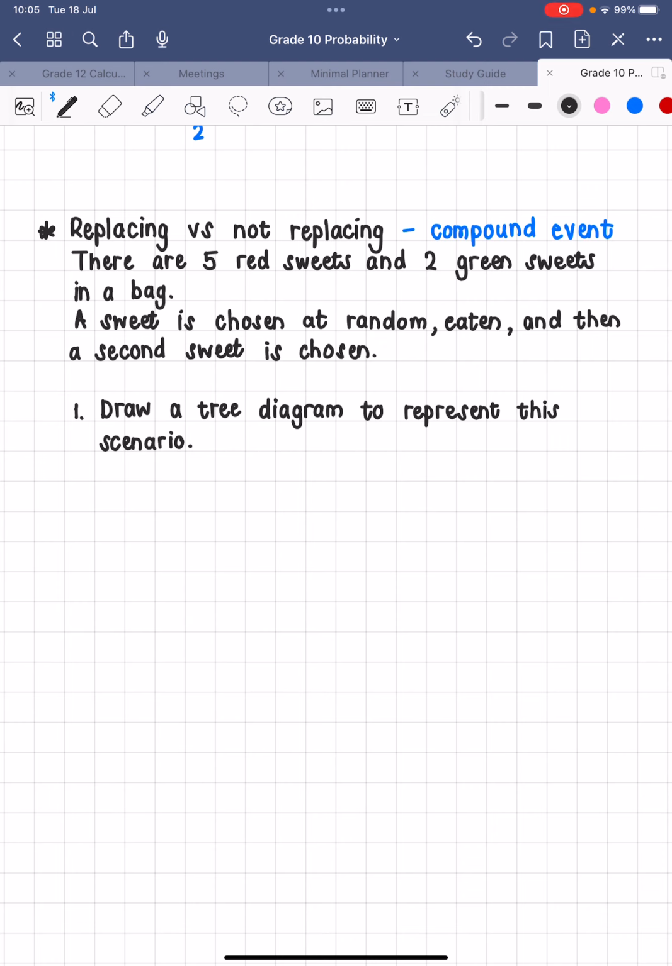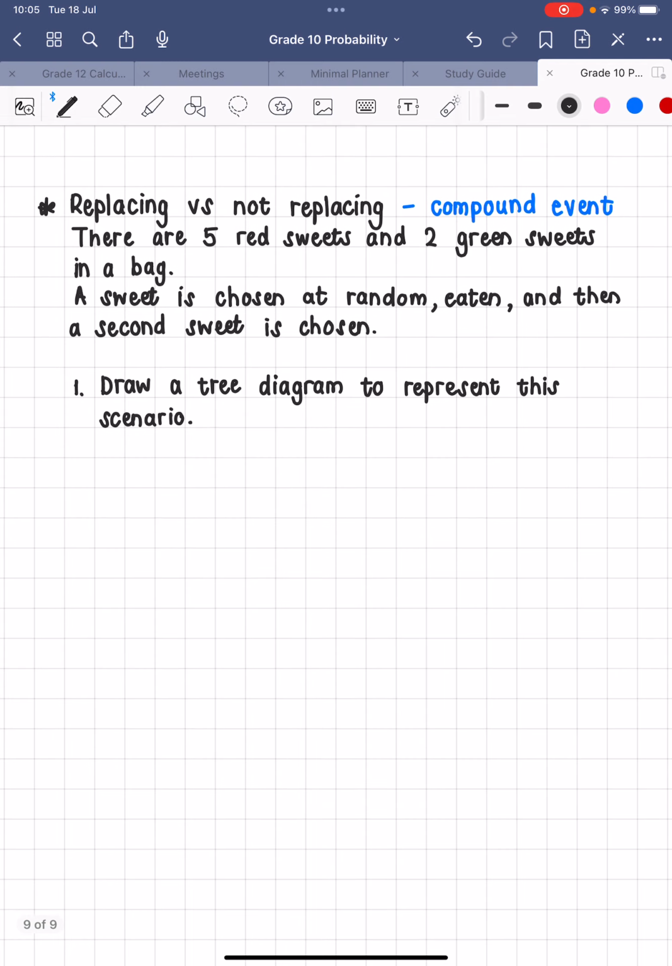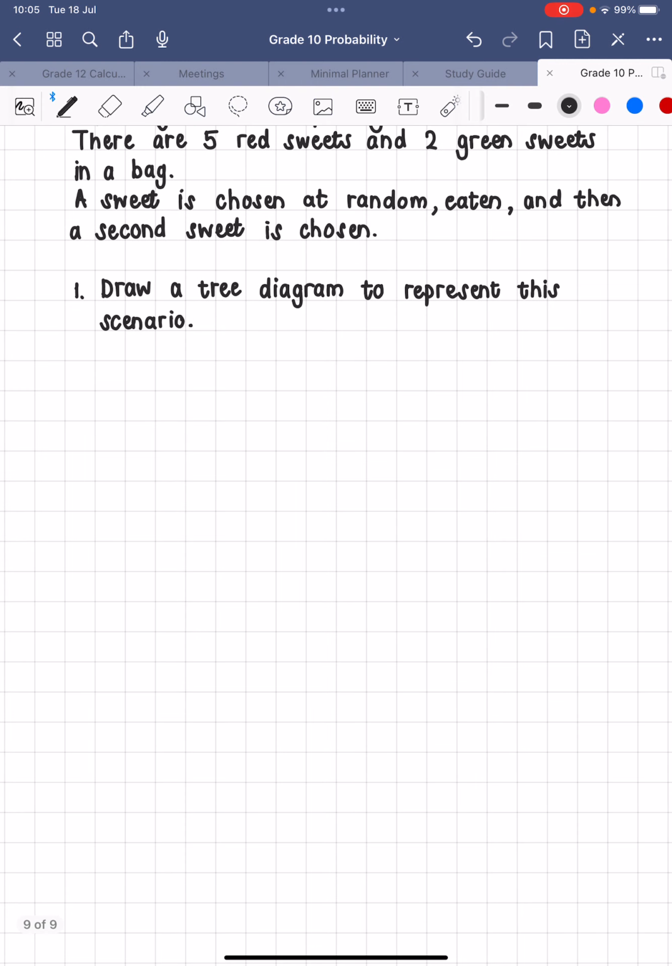Okay, so how many events are taking place? 2, so we're going to draw 2 sets of branches. Okay, so now you're going to take a ruler, please, and we're going to do 2 lines because there are 2 types of sweets. If there were 3 types of sweets, guys, if there were red, green, and blue sweets, for example, we would draw 3 lines. Okay, so 1 line for each type of each outcome, I suppose. All right, so 1 line for each type of sweet.